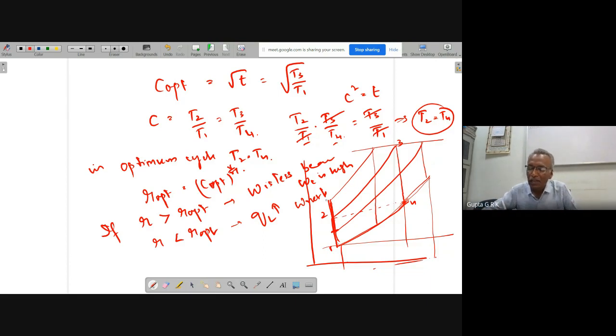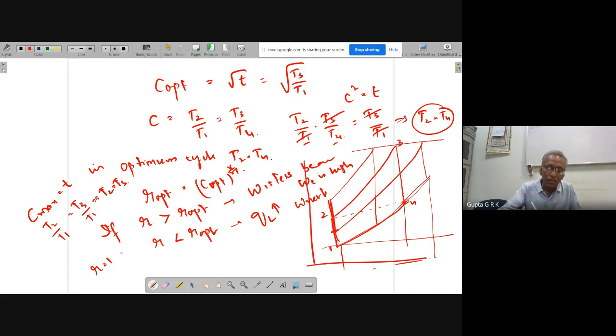Suppose, as R decreases, I take the extreme cases, R equal to 1 and R equal to R max. That is, C max is root T, right? C is T2 by T1 and small t is T3 by T1, and under maximum condition T2 equals T3. I will show both the extreme cases. Okay, when R equals 1, T2 equals T1, so here the compression is just like this.